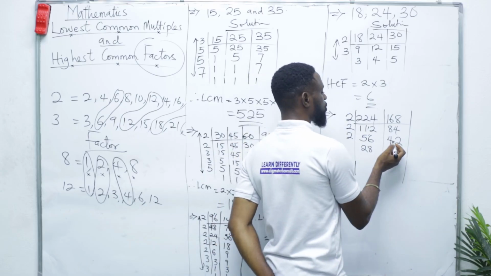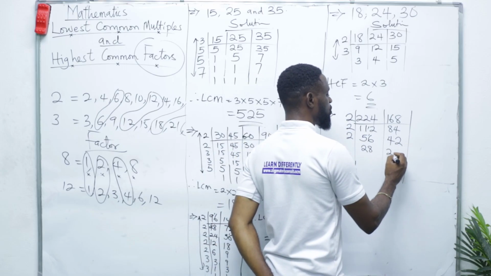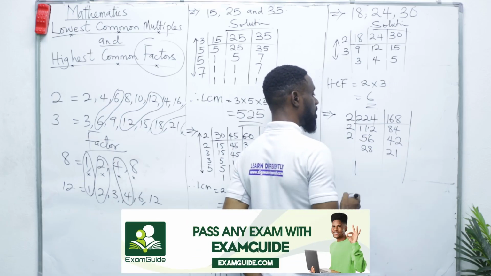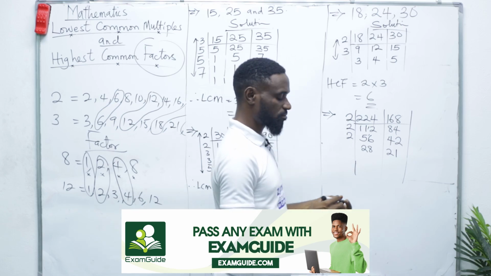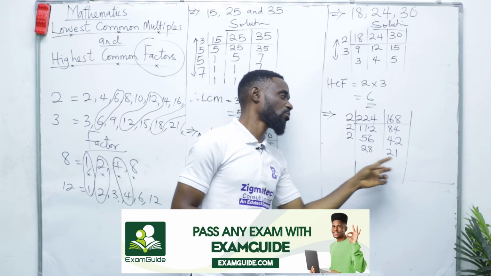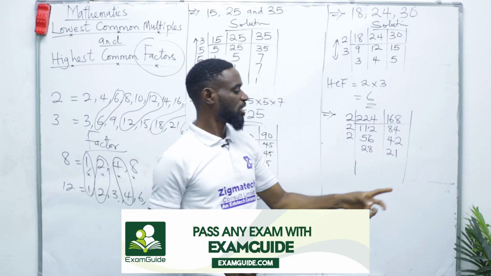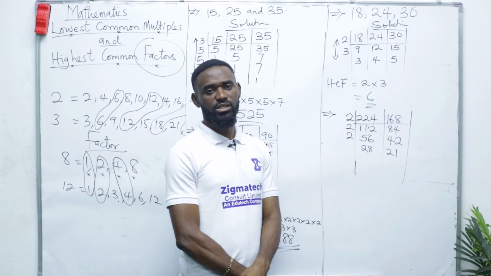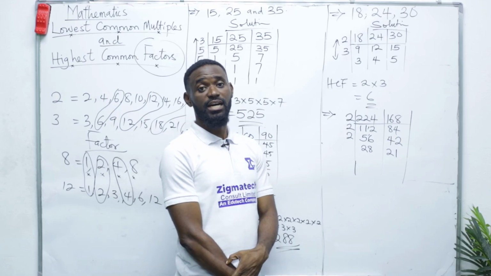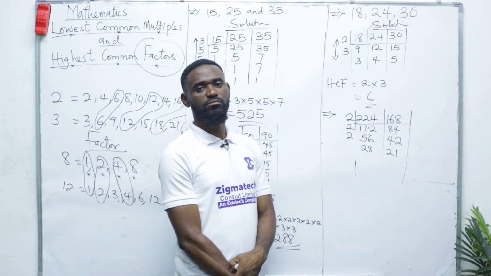We go to 42. 2 into 4 is 2. 2 into 1. 2 into 2 is 1. Are you with me now? Now, be careful. Be careful. At this point, 2 is no longer a common factor because 2 is not a factor of 21. Are you with me? 2 is not a factor of 21.